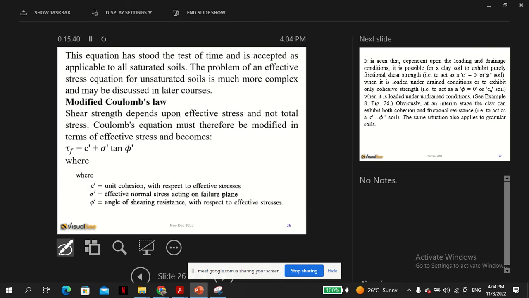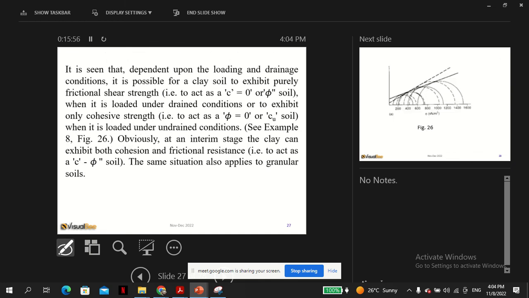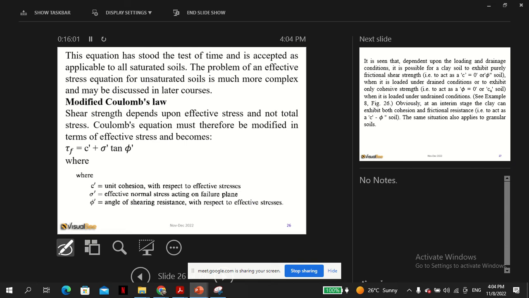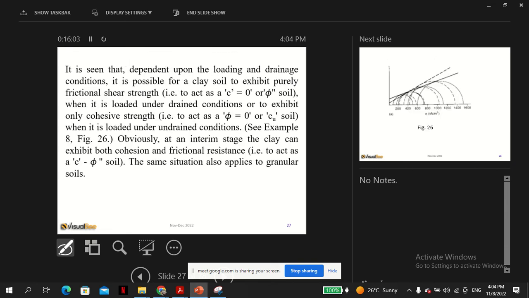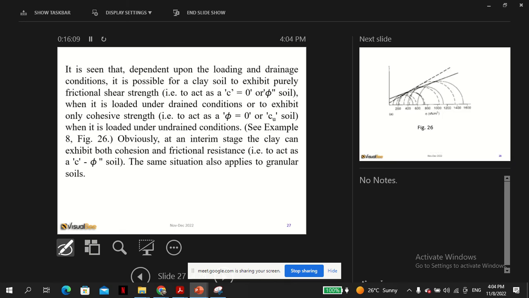So this is in terms of effective stress parameters. When you use effective stress to determine those parameters, you put an apostrophe, and the difference is that when you're dealing with effective parameters, you have to subtract the excess pore water pressure.